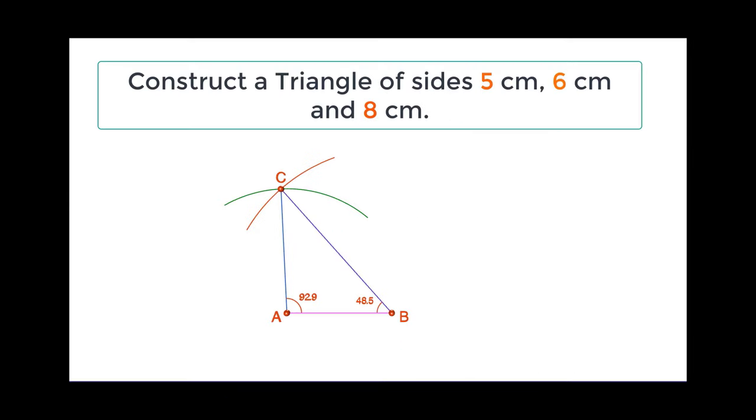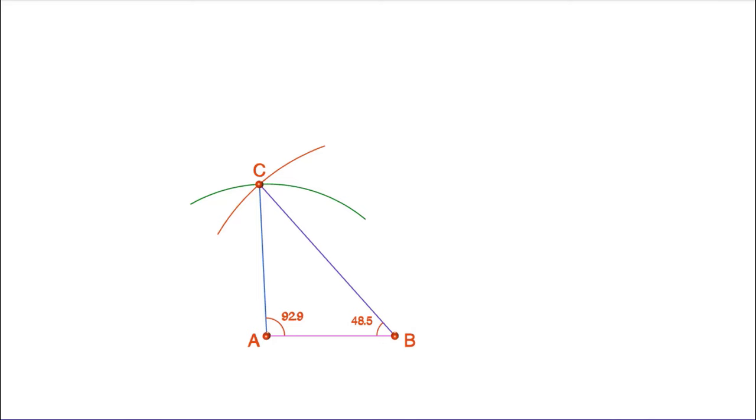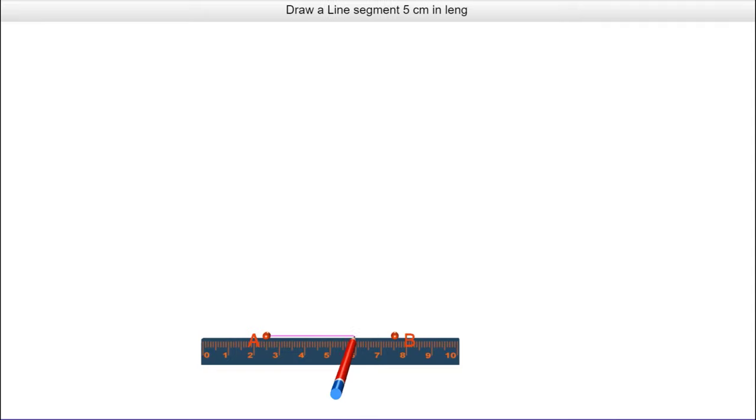Okay, now we are to construct a triangle ABC. The side AB should be 5 cm long, and side BC is 8 cm long, and side AC should be 6 cm long. That means the 3 sides of the triangle are given and we are to construct the required triangle. So we'll start with line AB first. So construct a line AB which should be 5 cm long. So AB is a 5 cm long line.